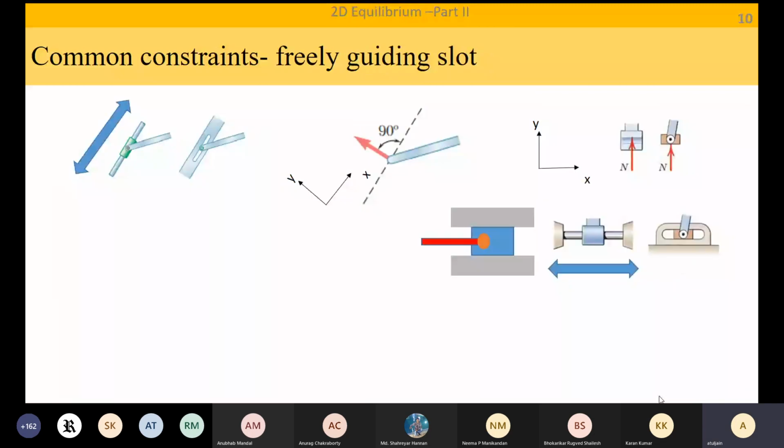And this freely gliding slot is a slightly different version of the roller support. In this, you have a slot. The green one is called the freely gliding slot. It allows a movement of this member along the length, but not in the perpendicular direction. Like this green pin allows it to move like this, but does not allow this to move like this. So your reaction is only in the perpendicular direction. All of this mean the freely gliding slot.